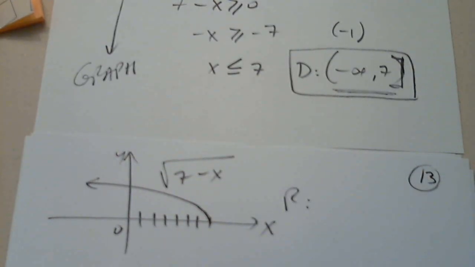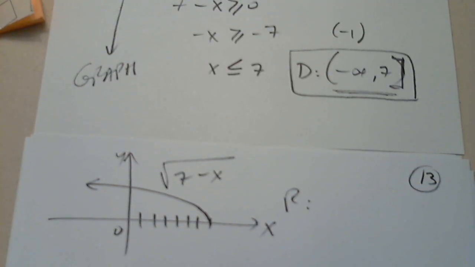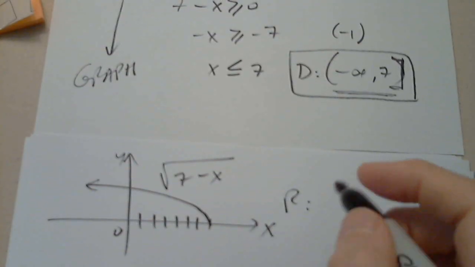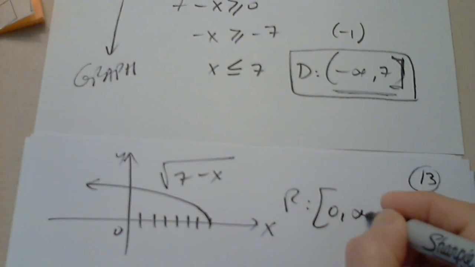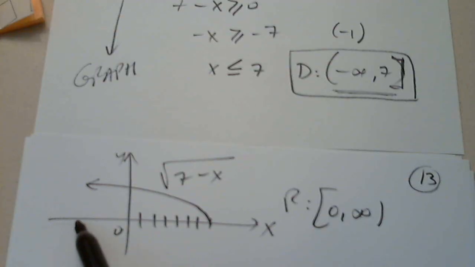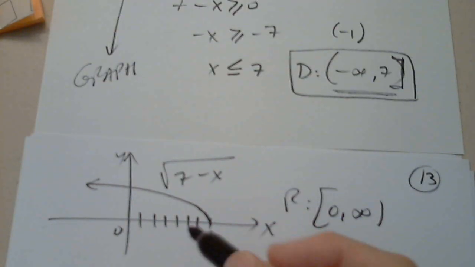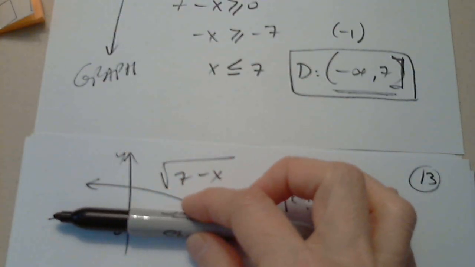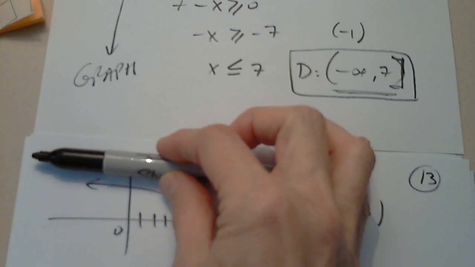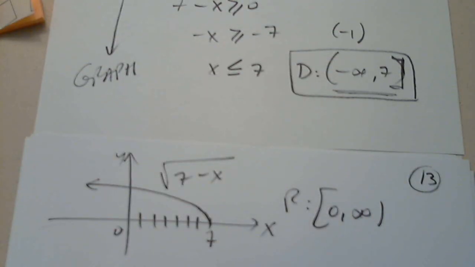From the graph, can anyone identify the range? Greater or equal to 0 to infinity. 0 to infinity. So the domain is negative infinity to 7, and the range is from the lowest existing y value to the largest existing y value.